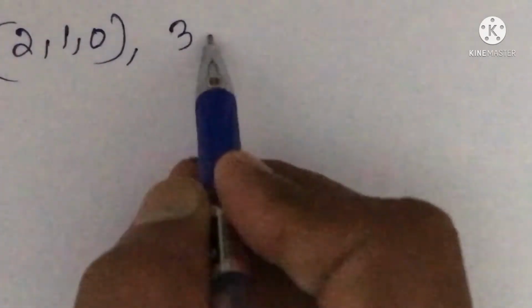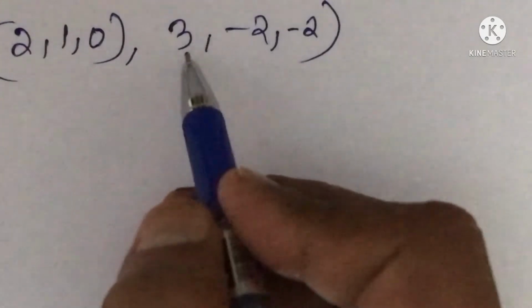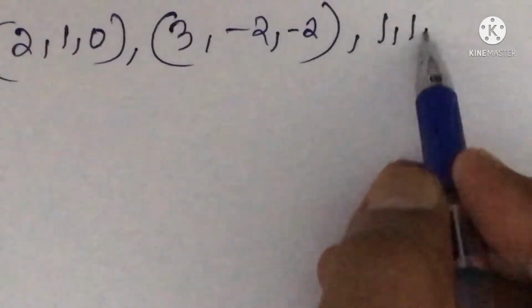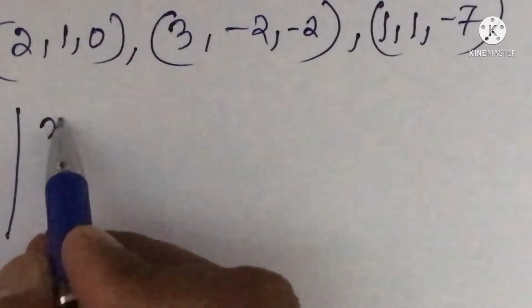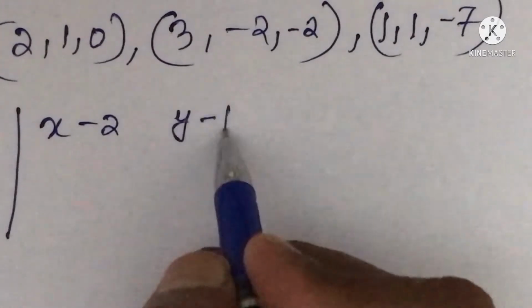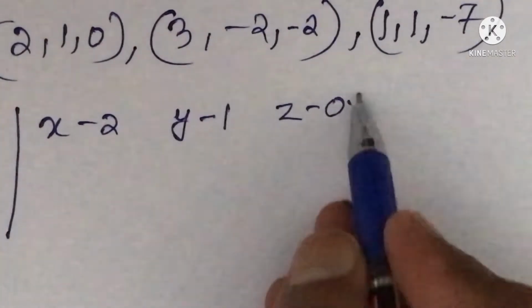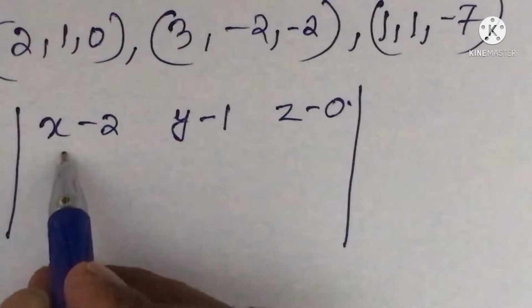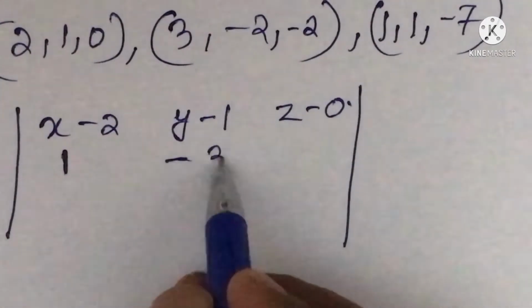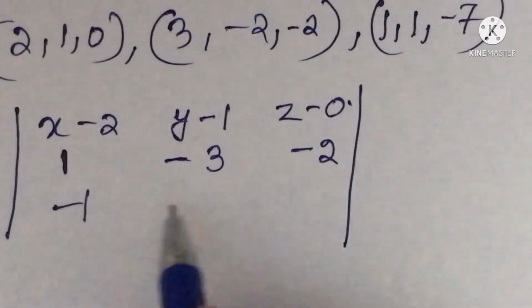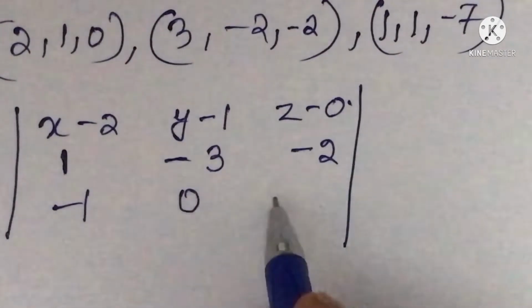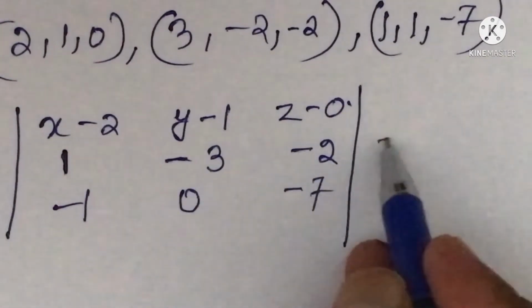Now the answer of bit A is. We have to find out the equation of the plane passing through the points 2, 1, 0, 3, minus 2, minus 2 and 1, 1, minus 7. So by using the formula, the determinant with rows x minus x1, y minus y1, z minus z1; x2 minus x1, y2 minus y1, z2 minus z1; and x3 minus x1, y3 minus y1, z3 minus z1, is equal to 0.